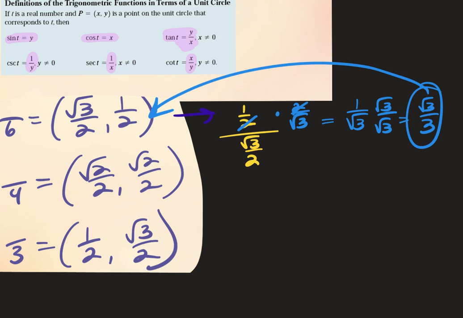When I do pi over 4s, I'd get root 2 over 2 over root 2 over 2, which is 1. 1 is the tangent of pi over 4.